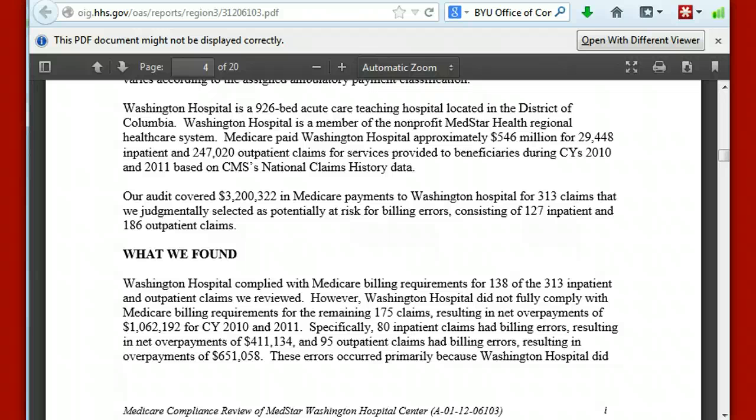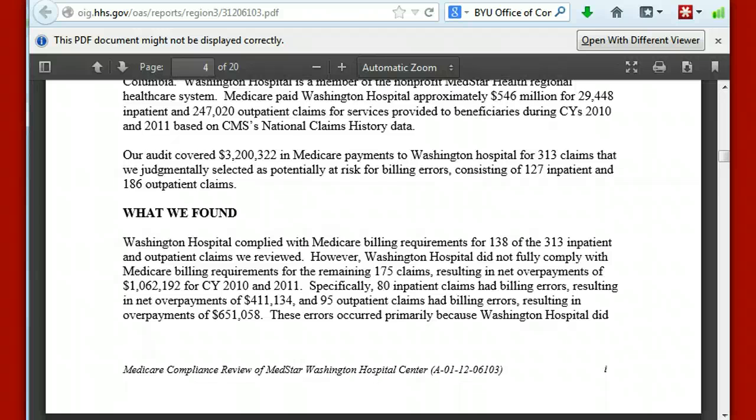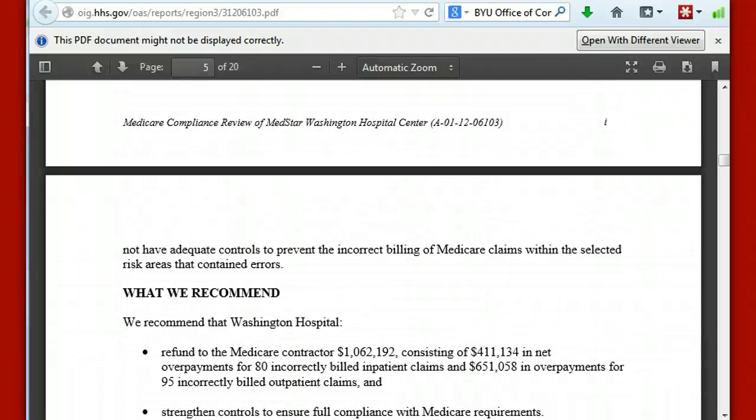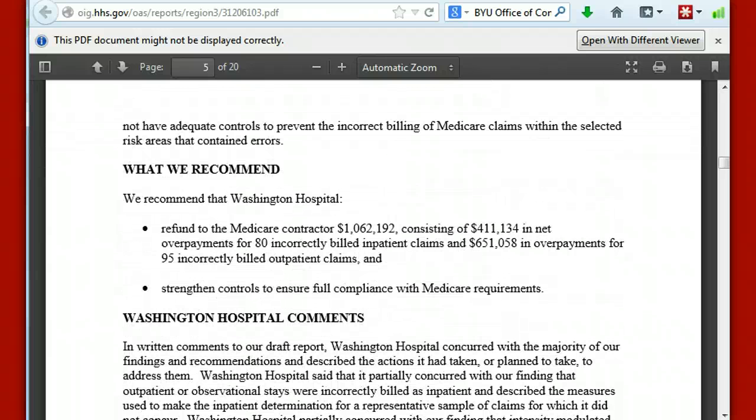So you can go through a lot of the findings, though you can't go through all the details. Then you can also look at what Washington Hospital did to respond. So let's take a look here. Here it is, here's the recommendation. They recommended that this hospital refund $1 million and strengthen their controls to ensure full compliance. We'll get into what they're looking at there.